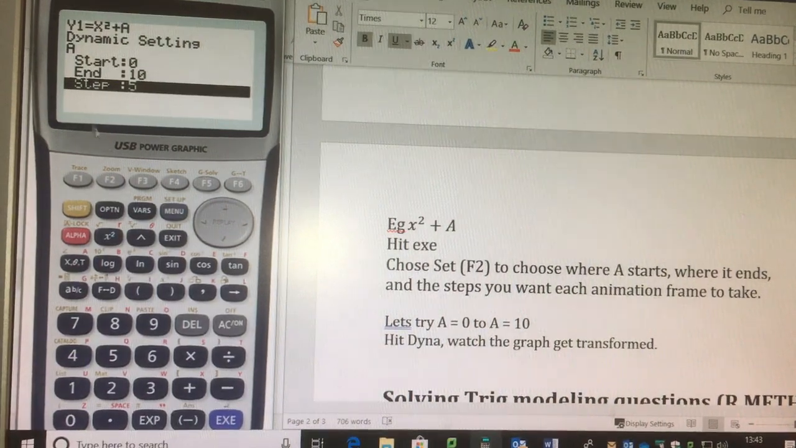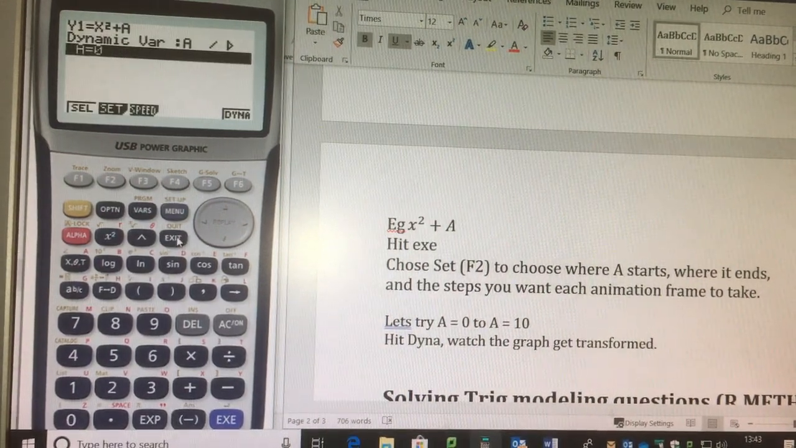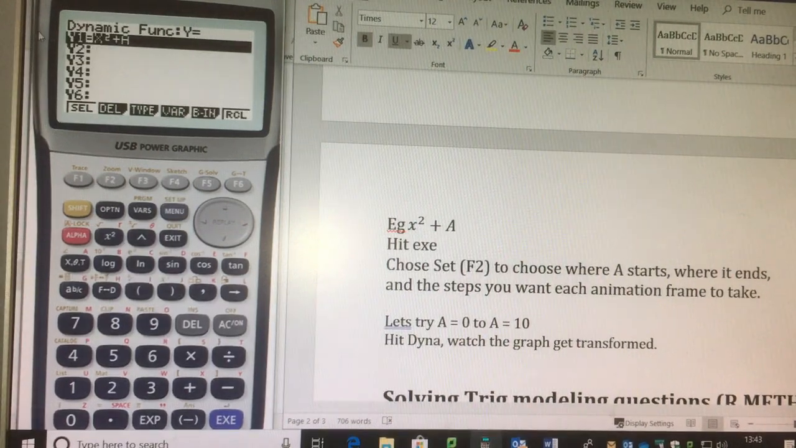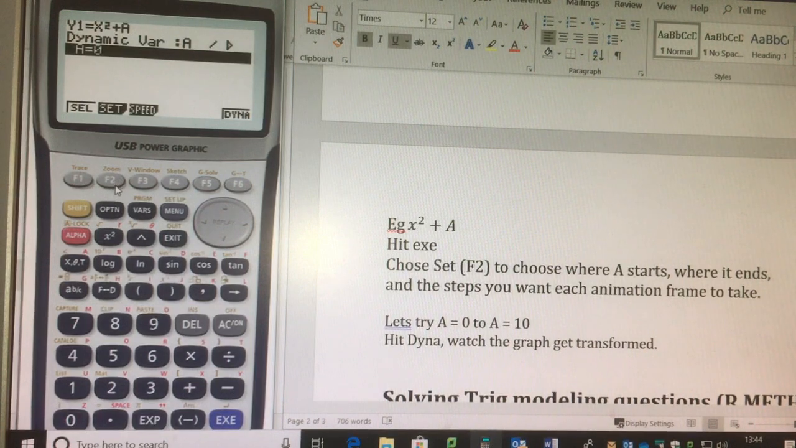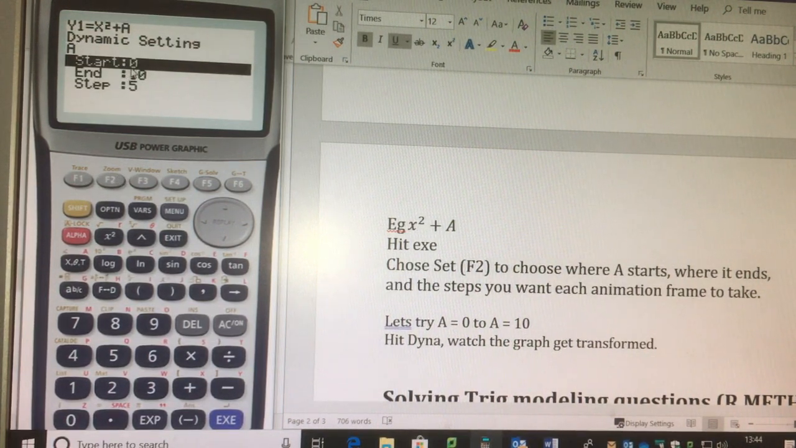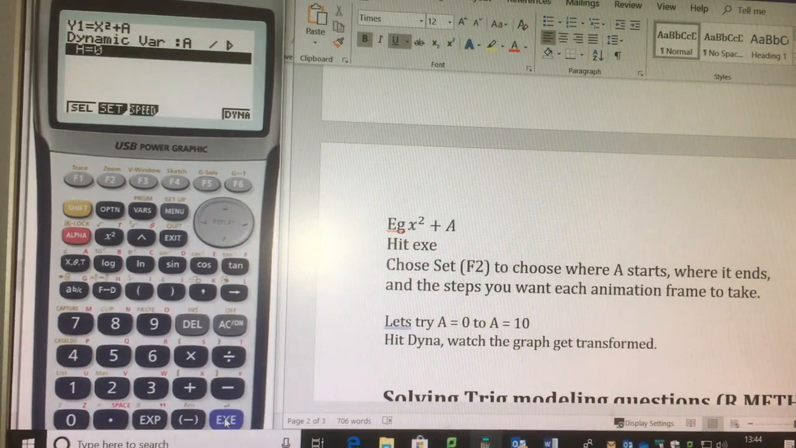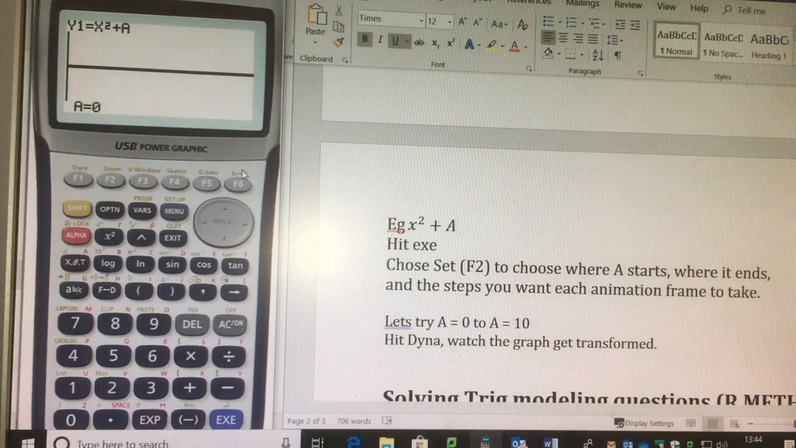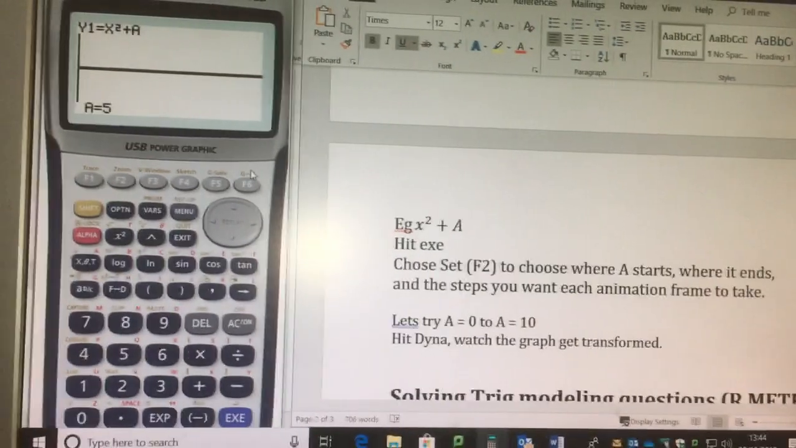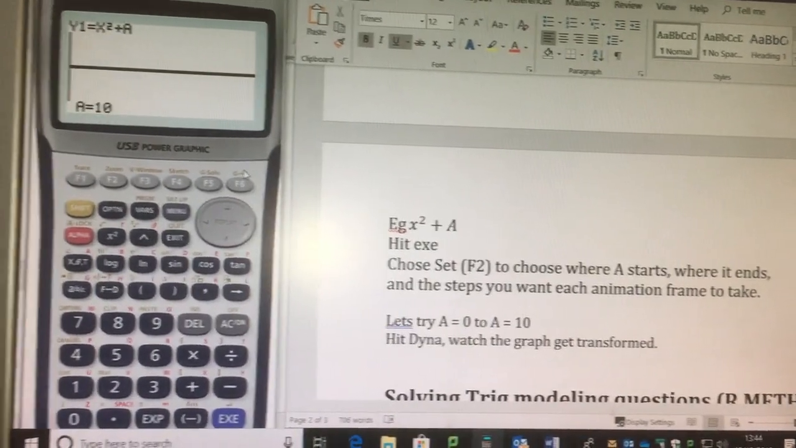Yeah, okay. So how far have you got, Sam? So x squared plus a, hit execute, and then we're going to go set. Instead of 0, you just want to go straight to set. 0, so start at 0, end at 10, go up in 5s. And if you hit execute and dynamic, it will take a while. I'm stupidly zoomed out.